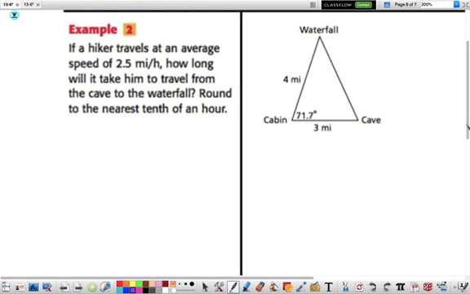All right, let's get some other voices in here. Calvin, you look awake. Let's get you in here. Read this one out for us. If a hiker travels at an average speed of 2.5 miles per hour, how long will it take him to travel from the cave to the waterfall? How much do you need to an hour? All right, so popcorn to Alex. What are we trying to find? What is our answer going to be?